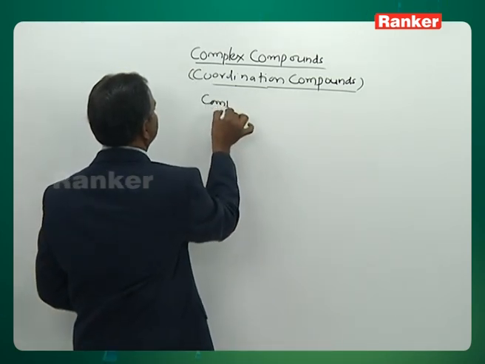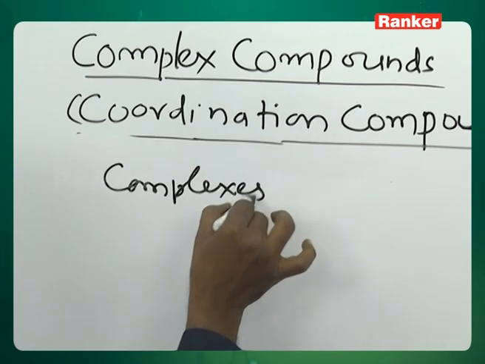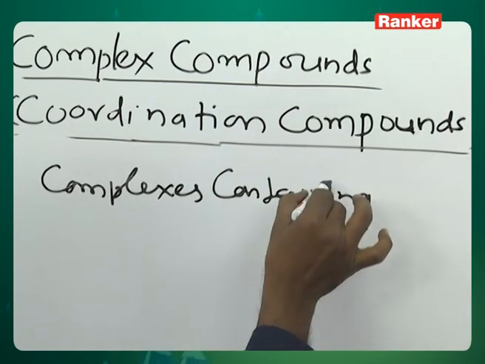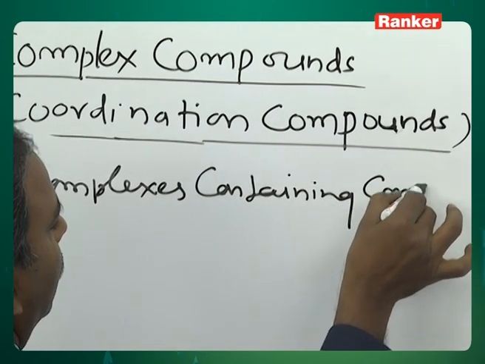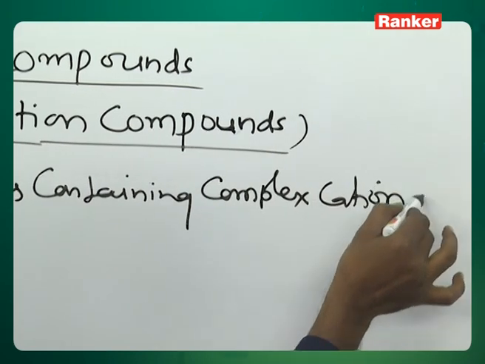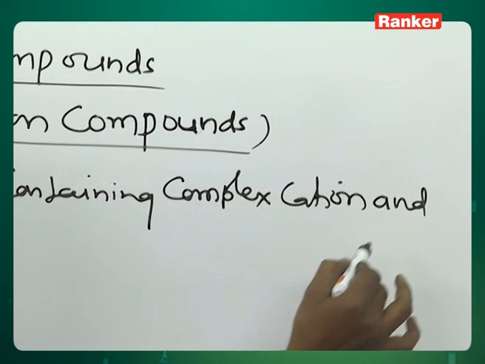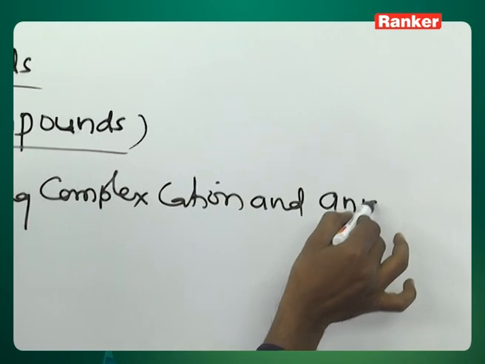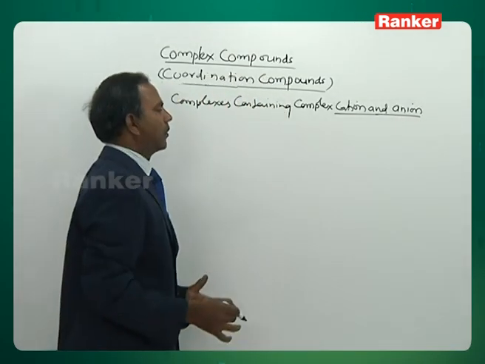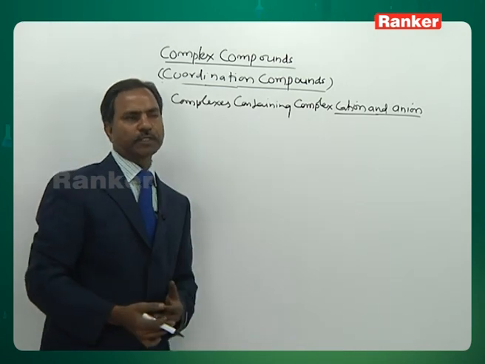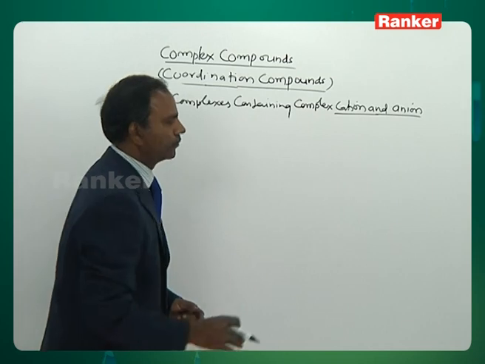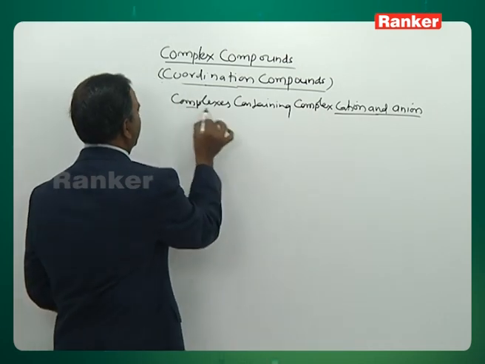Complexes containing complex cation and anion. Complex cation and anion means what? In some complexes there will be two neighboring coordination entities. One represents the cation, the other represents the anion. Now I am giving a simple complex in this.